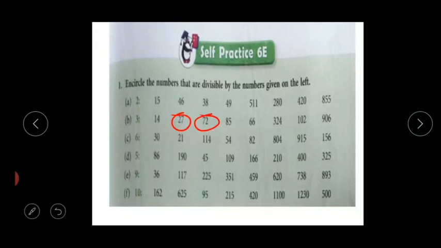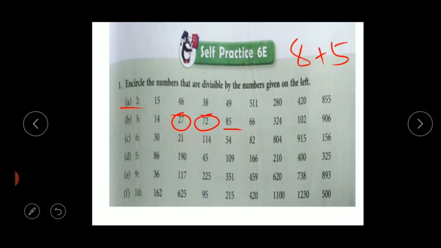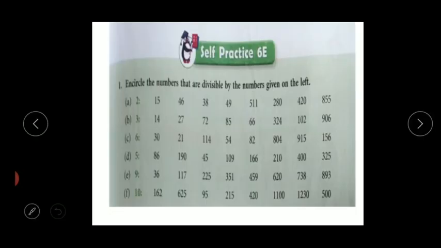Okay, so to check out the answer of number A, you just rewind your video. Okay, so the next part over here is 85. So just check it out. 8 plus 5 is 13. So 13 is not divisible by 3, right? So 85 is not divisible by 3.